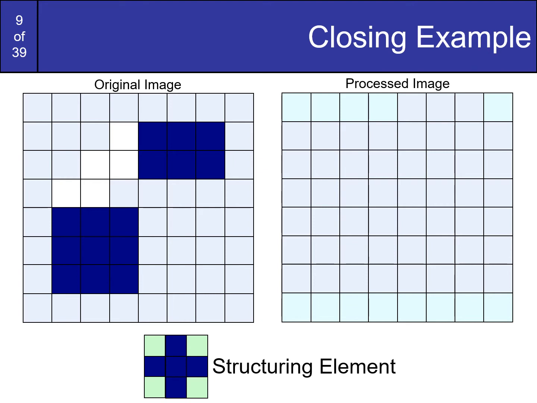Okay, now if you want to understand better, let us see how closing works. So we have original image on the left, processed image on the right. So we need to do closing by first implementing dilation, and then followed by erosion. Dilation followed by erosion. So for that, we start putting the structure element. So for dilation, remember it will be 0 for miss, but for hit and fit it will be 1.